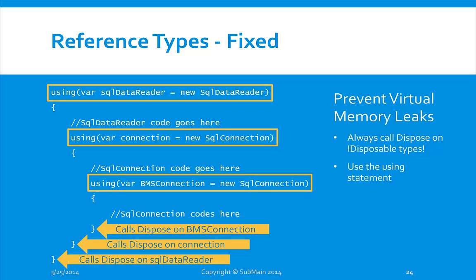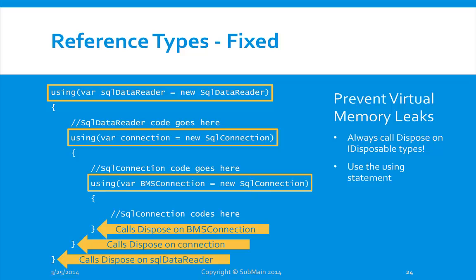One of the things you want to do with any type that implements IDisposable is dispose of it as soon as you're done with it. This prevents what we call in .NET virtual memory leaks. And virtual memory leaks are not like memory leaks that you've seen in other applications, but it'll basically just eat up all the memory on your machine until it slows down or stops. And I've seen this happen.